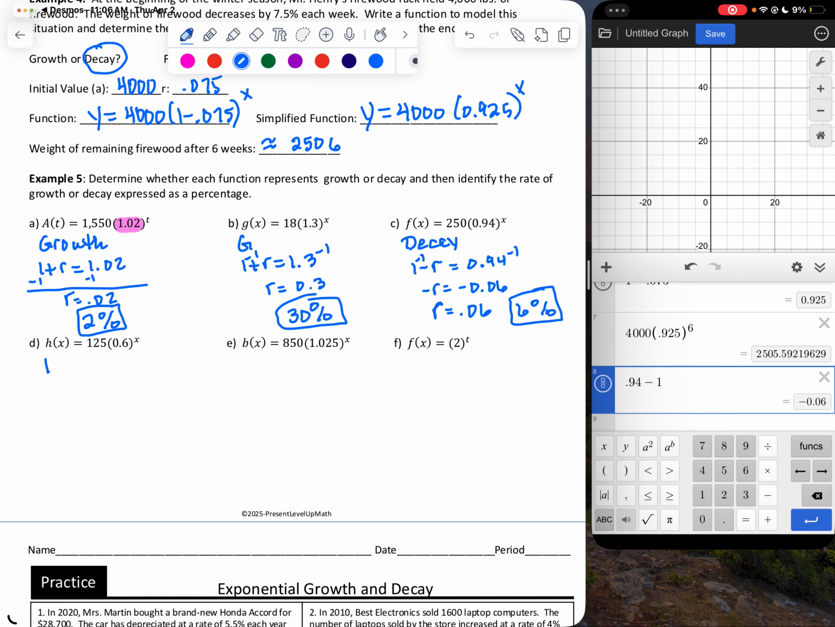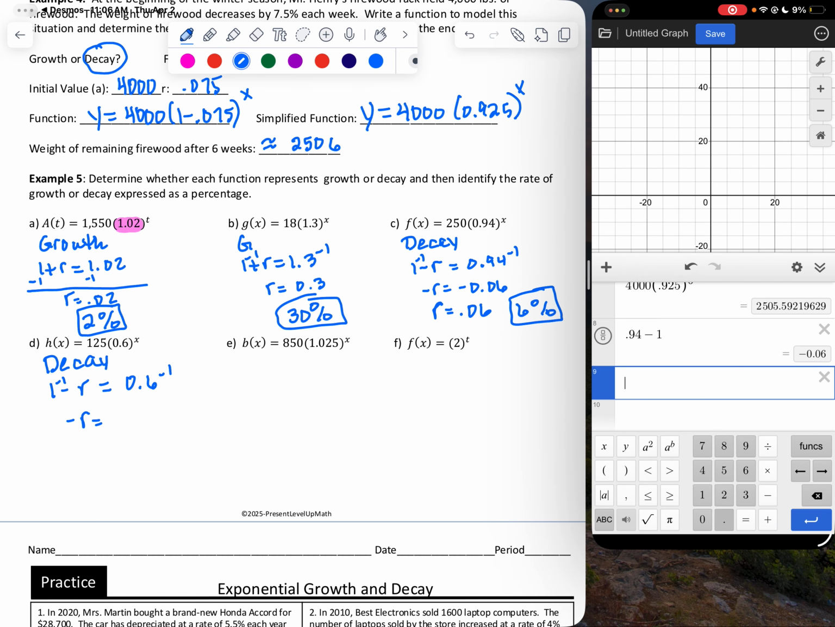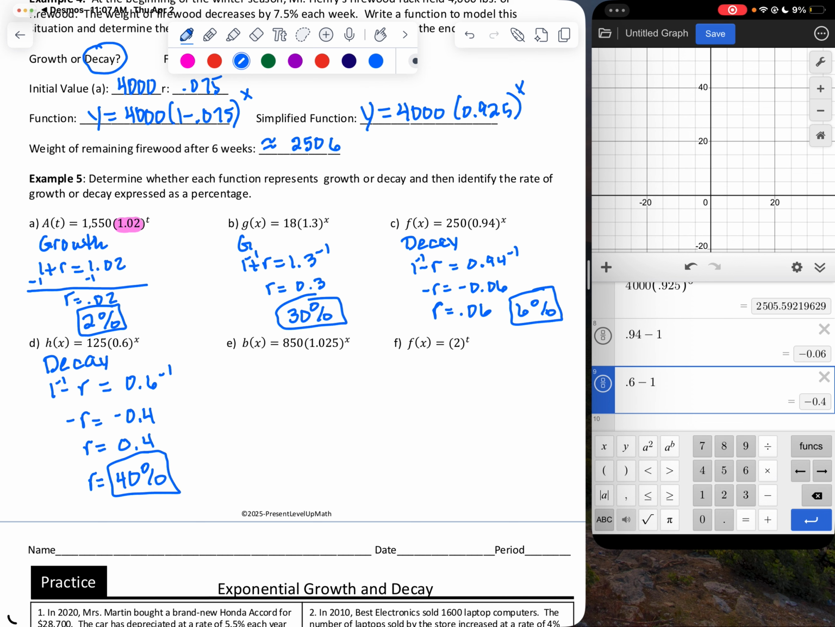All right, problem D. This is also decay. So we're going to use the formula 1 minus r equals 0.6. Subtract 1 from both sides to get negative r equals 0.6 minus 1, which gives us negative 0.4. Divide both sides by negative 1 to get positive r equals positive 0.4, and then convert that to a percentage. Move your decimal 2 places to get a rate of 40%, a 40% decrease.